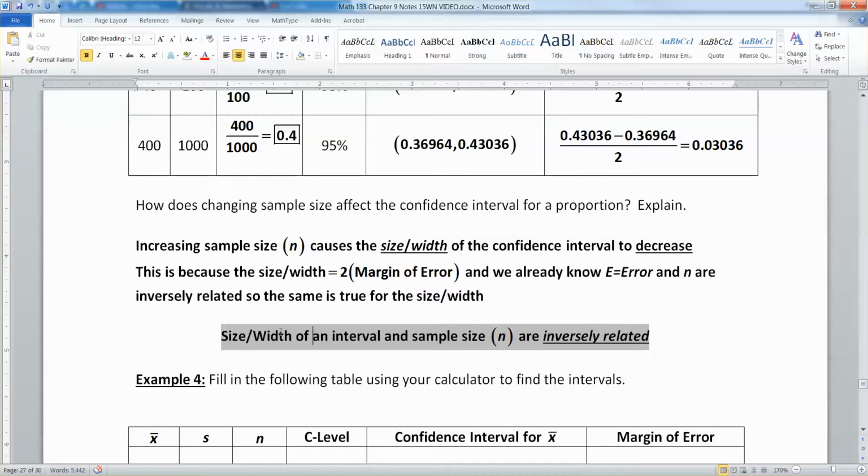All right, so we've now learned that size and width of an interval and the sample size are inversely related, just like the error and the sample size are inversely related. Matter of fact, it's because the error and the sample size are inversely related.